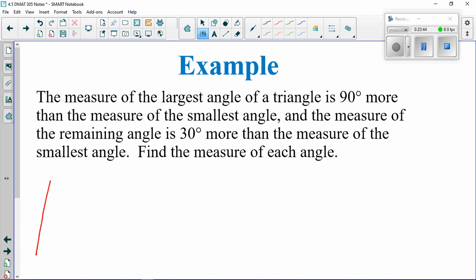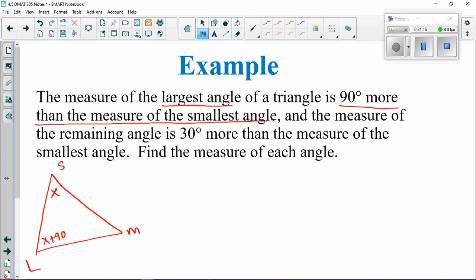So draw a picture. We have a triangle. We have a small angle, a middle angle, and a large angle. Your picture does not have to match exactly the way you label it. We know that the largest angle is 90 degrees more than the smallest angle, but they didn't tell me anything about the smallest angle. So I'm going to say my smallest angle is x because I have no idea what it is. The largest angle is 90 degrees more than that, so whatever my small angle is plus 90, that's the large angle. The remaining angle, my middle angle, is 30 degrees more than the smallest. So this one is x plus 30.